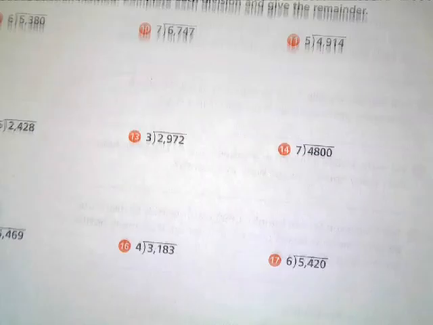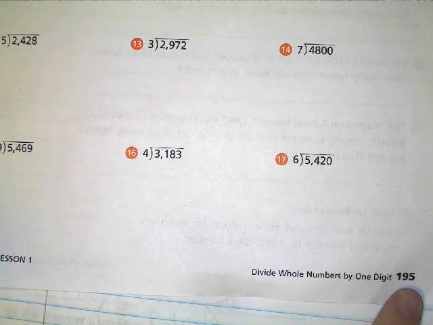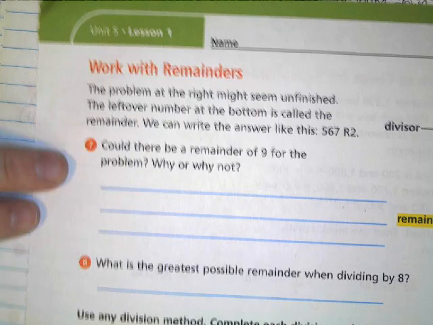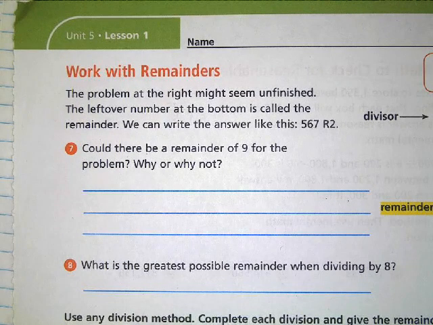So in the next video, we will be using a page from your workbook. I want you to go find page 195. It says Unit 5, Lesson 1, Work with Remainders. Again, it's page 195. And I'll see you in the next video.